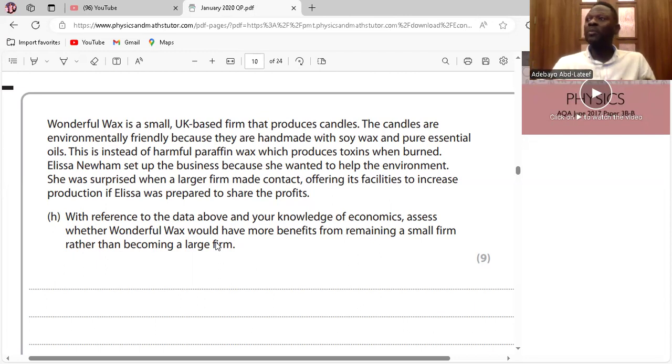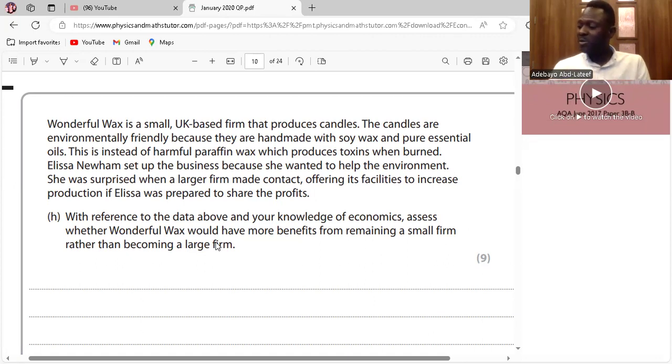So becoming big, Elisa might not be able to control its production anymore. Do you understand? Because it's mainly handmade. When you become bigger, your operation will be on a larger scale, so hand work cannot work anymore. You might want to use equipment or machines that will not be environmentally friendly. You get it? However, what are the problems about these small firms?